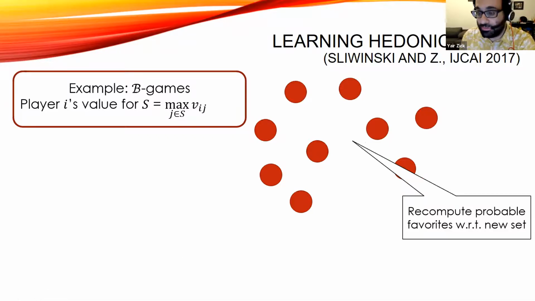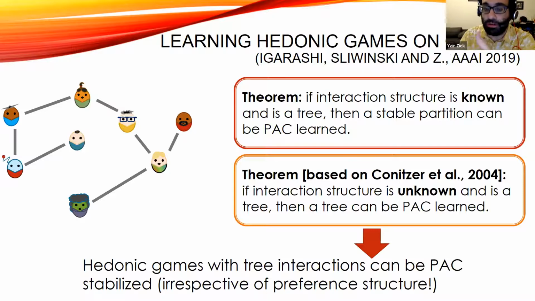And if this algorithm looks familiar to you, for those of you who do hedonic games, it's because it's effectively the partial preferences variant of the actual algorithm used to compute a core stable partition for B games and generally for top responsive games. All right, so that is amazing news. And then we said, okay, we can get algorithms for some classes of hedonic games, but not for others. And then we said, okay, what happens if we actually look at the interaction structure?